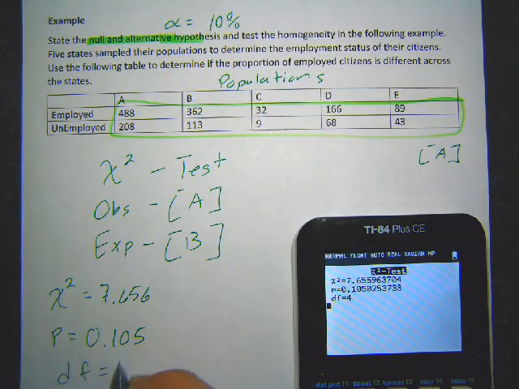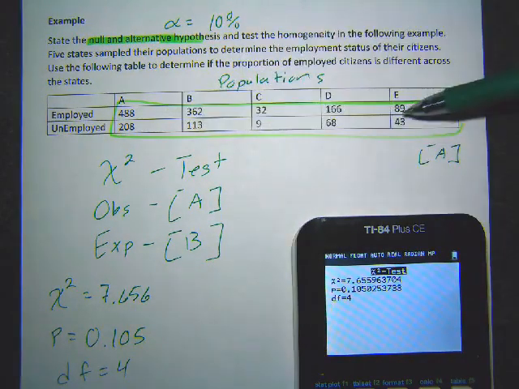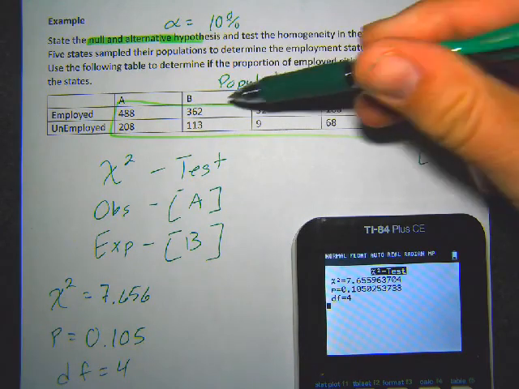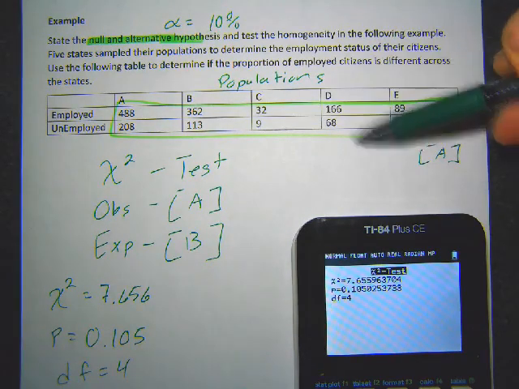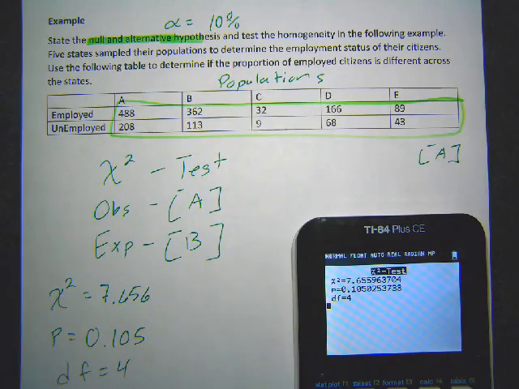Degree of freedom with this one would be 4. Notice because we have 5 columns by 2 rows. So 5 minus 1 is 4, 2 minus 1 is 1, 4 times 1 is 4. So that would be that.